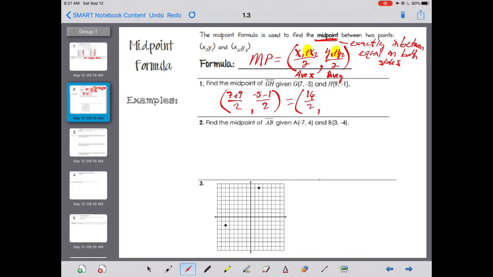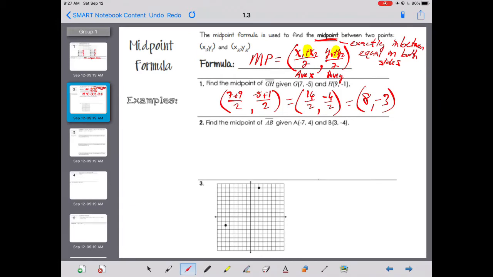7 plus 9 is 16 divided by 2. Negative 5, negative 1, going to get more negative. Negative 6 divided by 2. That is 8, comma, negative 3. That's the midpoint. If you need to, you could also graph it and see where the middle is. Just look where the halfway is.